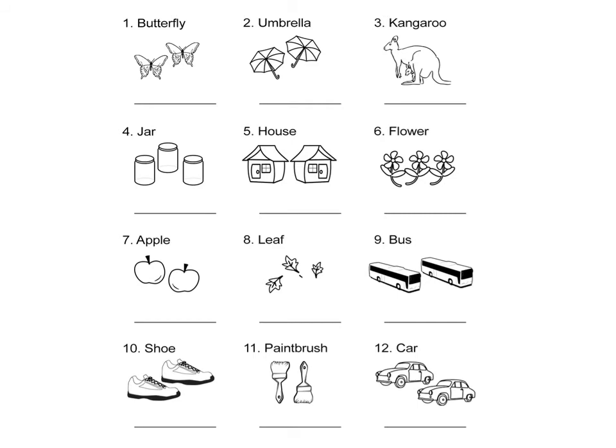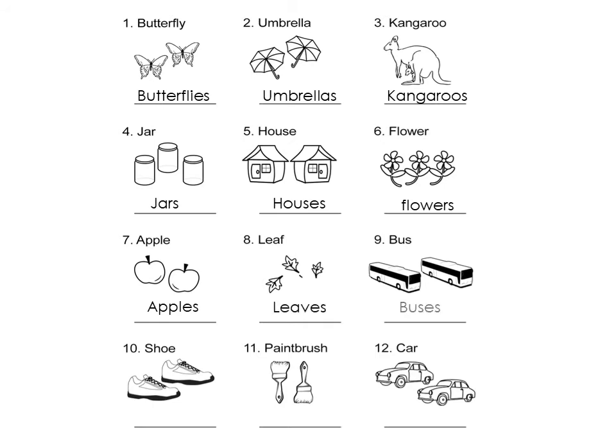The correct answer is butterflies. Number 2, umbrellas. Number 3, kangaroos. Number 4, jars. Number 5, houses. Number 6, flowers. Number 7, apples. Number 8, leaves. Number 9, buses. Number 10, shoes. Number 11, paintbrushes. Number 12, cars. So if you got 12, congratulations.